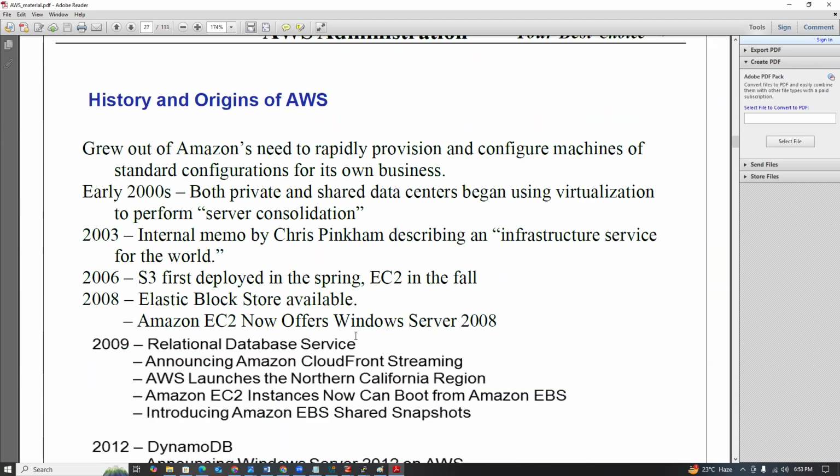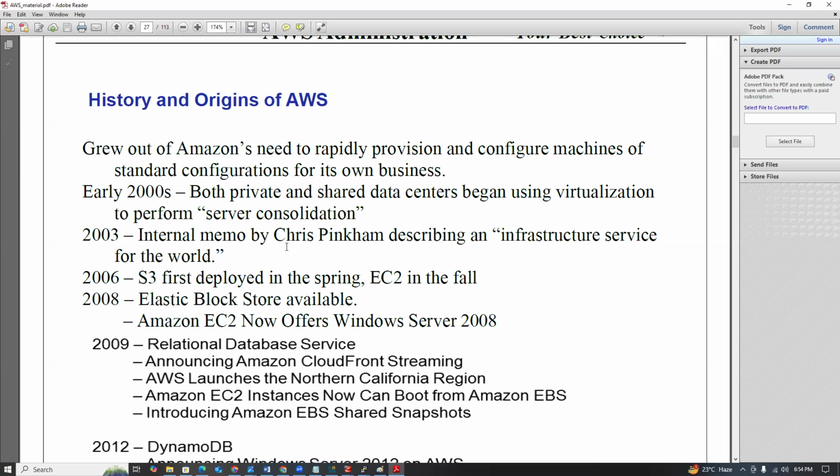History and origins of AWS. What is the history and origins of the cloud? It grew out of Amazon's need to rapidly provision and configure machines of standard configurations for its own business. In the early 2000s, both private and shared data centers began using virtualization to perform server consolidation. Before 2000, they were using physical servers only. There were no virtual machines before 2000. So after 2000, they started virtualization to perform server consolidation.